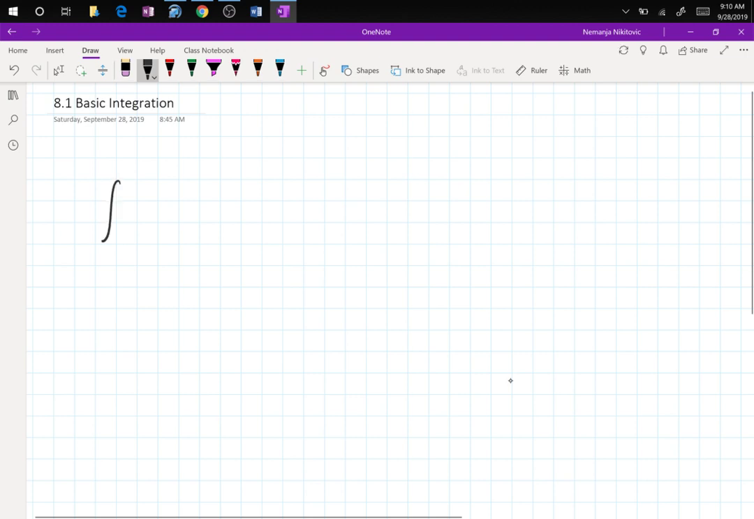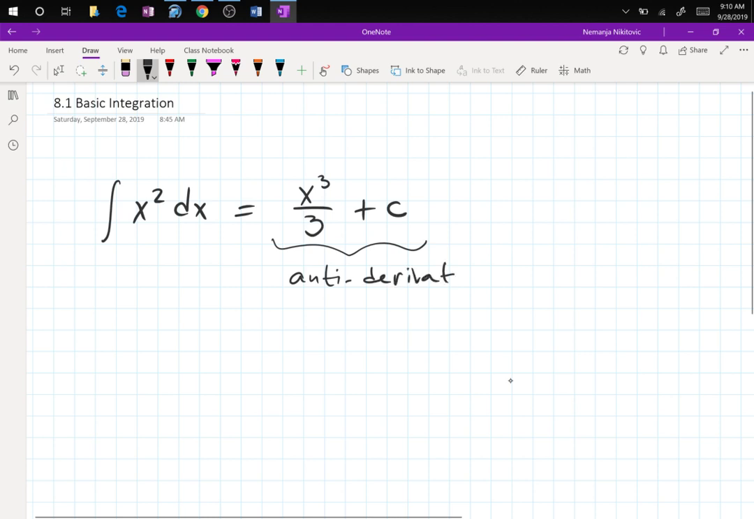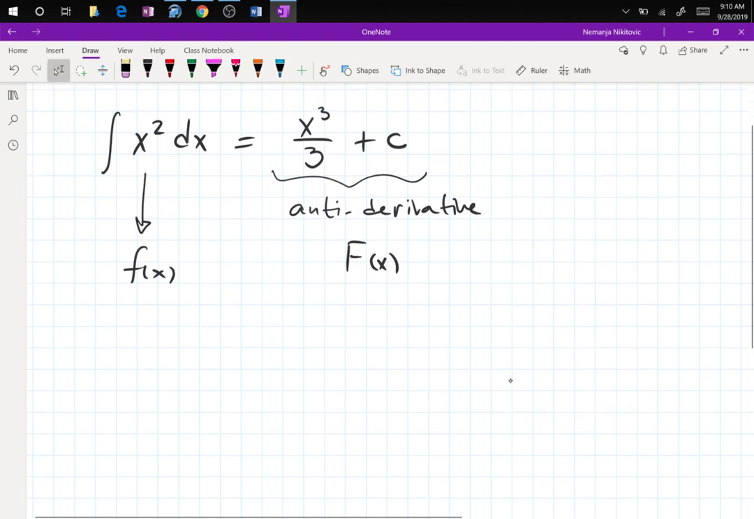And if you start, let's say, with x squared dx, you would integrate that into x cubed over 3, and then we'll have to put plus c. This part over here is the one that is called the antiderivative. And if this function over here is called lowercase f of x, this one is called capital F of x. So this notation is the same notation we used in Calc 1.